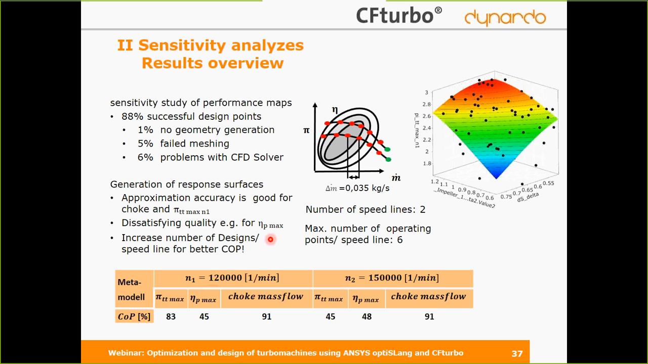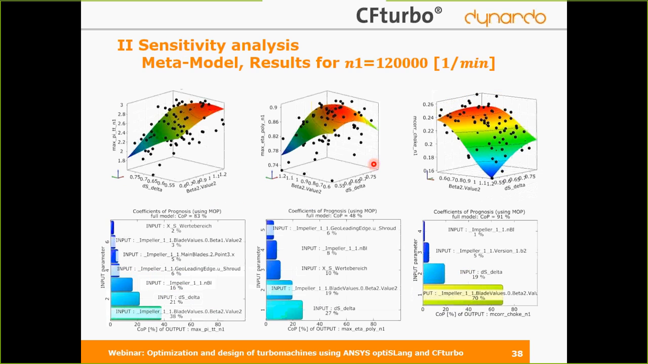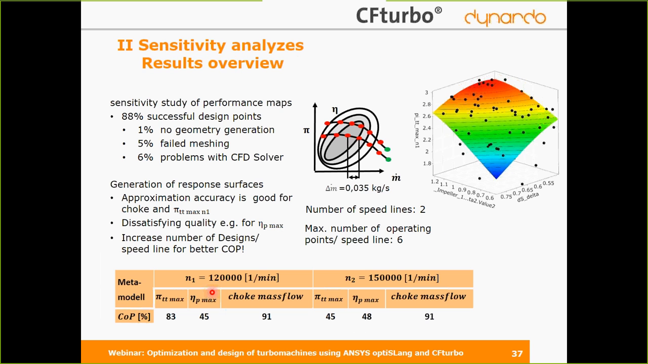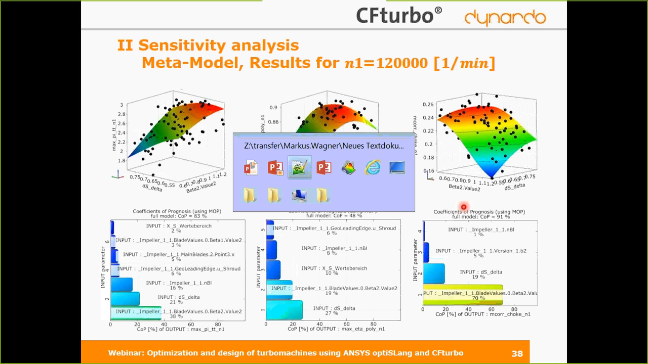If you want to increase these values, you have to introduce more designs or reduce this difference here, and so in order to calculate more designs on a speed line, or a third opportunity might be to have a fixed DOE within one performance map analysis. So to have 6 operating points here that you analyze. So now let's have a closer look at the results and the response surfaces. And for that, I'd like to move to the optiSLang post-processing.